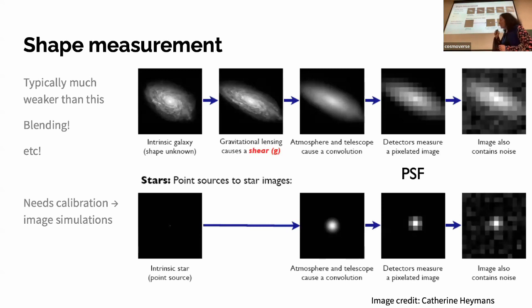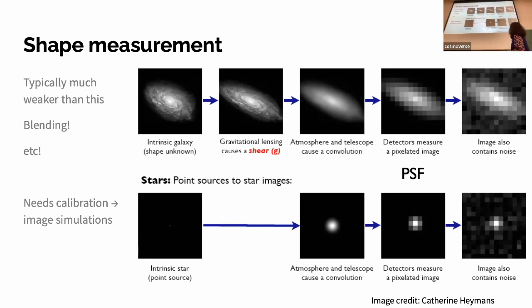All right. Okay, so I promised I would talk a little bit about calibration. So first of all, let me tell you how the shape measurement works. So if you have a galaxy and it actually looks like this, I don't know if you can see it, but this is actually a very big galaxy. Normal galaxies are much smaller than this. Then you have gravitational lensing that shears it, and it shears it even less than this. But then you have atmospheric effects or your telescope that causes blurring. And then on top of that, you have your detector that pixelizes it. And then on top of that, you have noise.